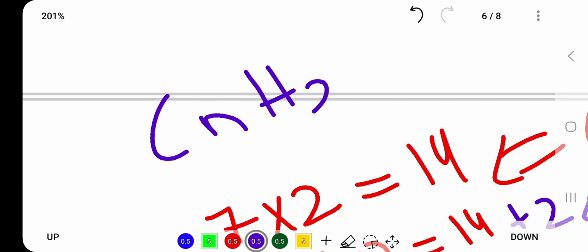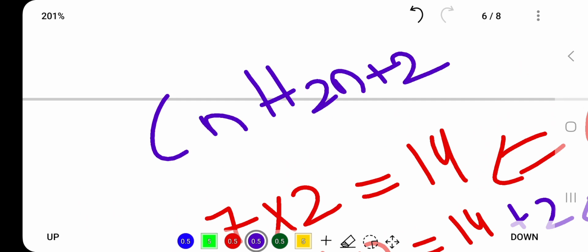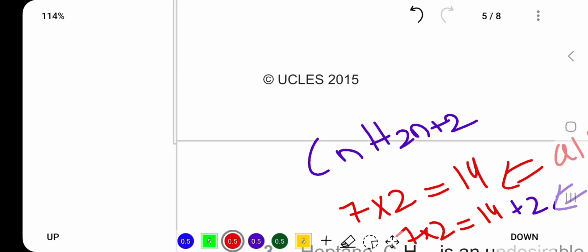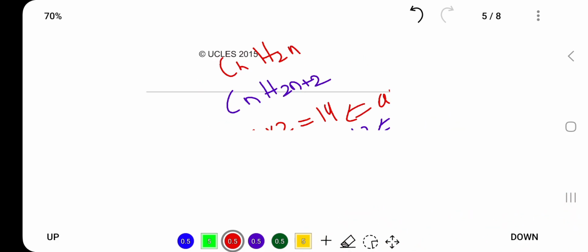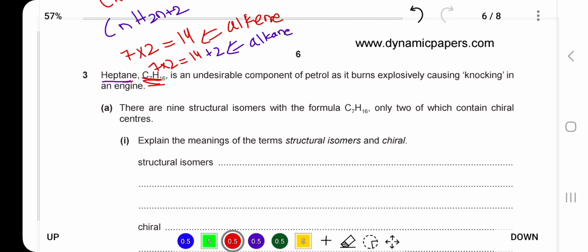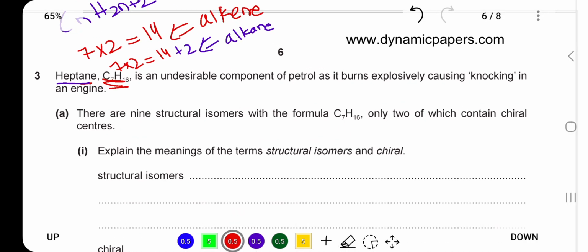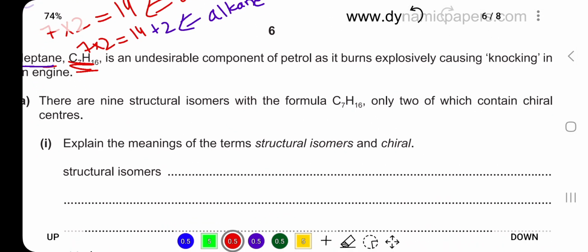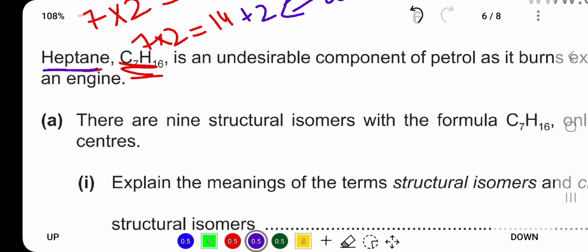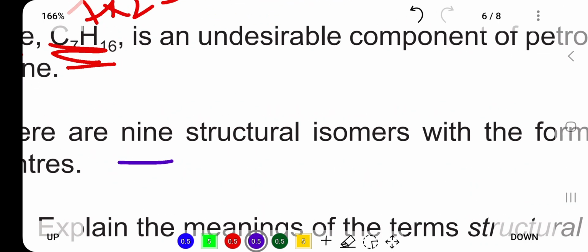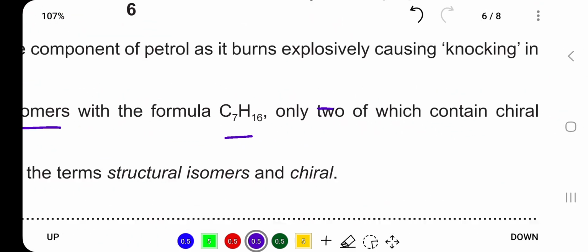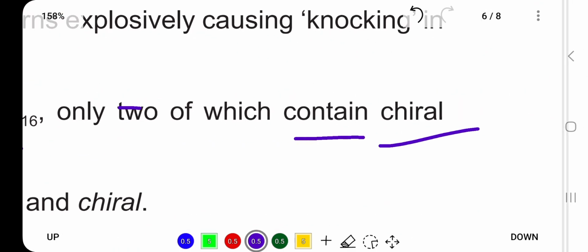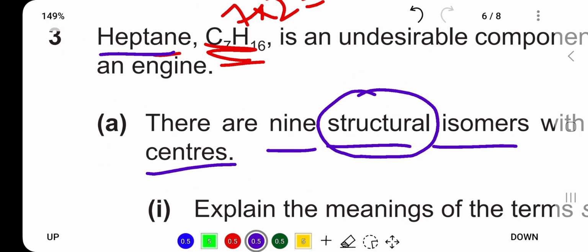CnH2n+2, that's for alkane. Alkene, CnH2n. Basically, that's all. Alright, now non-structural isomers, very important. Structure with the formula C7H16, only 2 of which contain chiral centers.